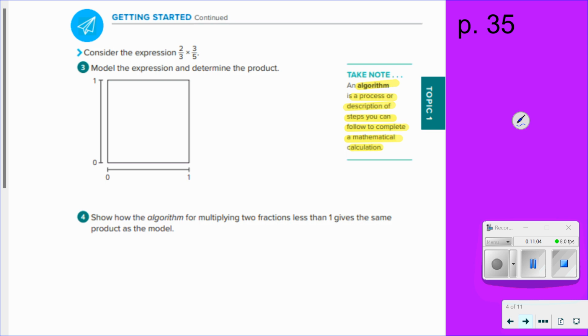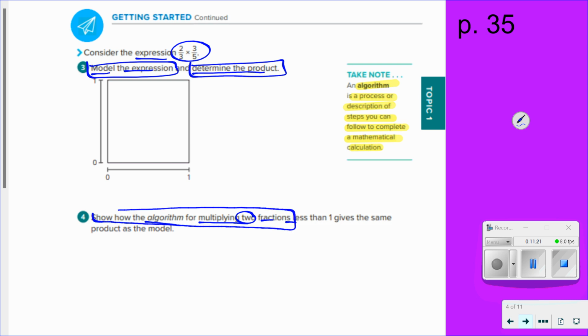So let's look at the expression 2/3 by 3/5. We need to model the expression and determine the product. So there's two parts to this. And show how the algorithm for multiplying two fractions less than 1 gives the same. Uh-oh. Have we given you an algorithm for this yet? No? Would you guys like an algorithm for this?